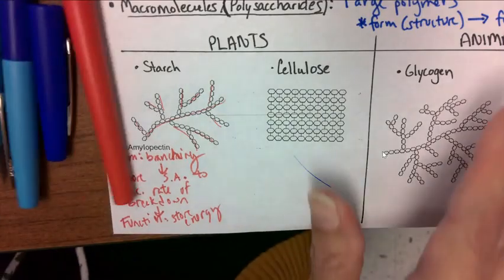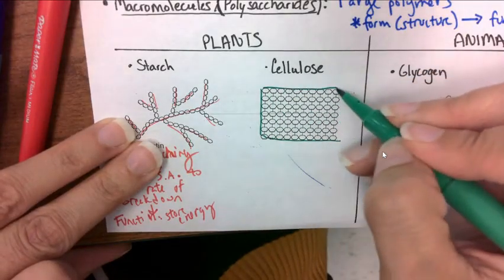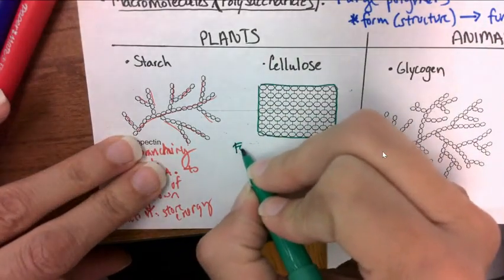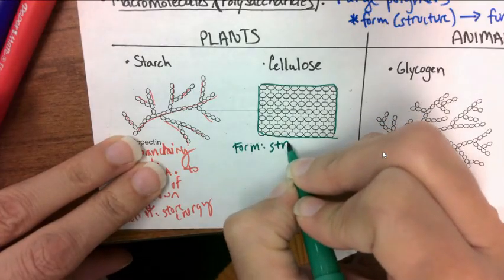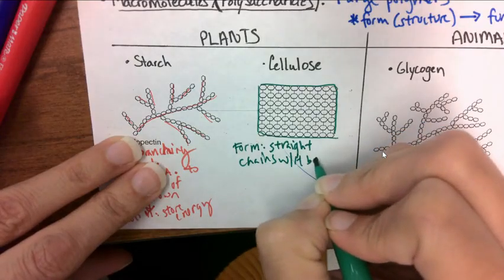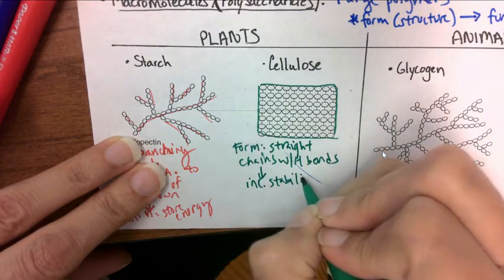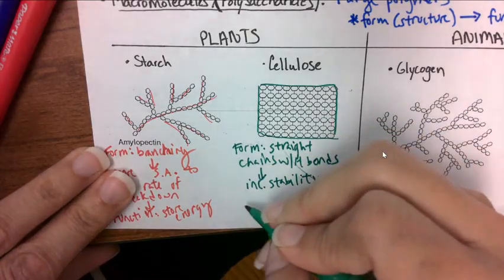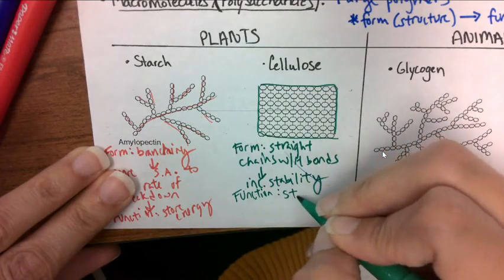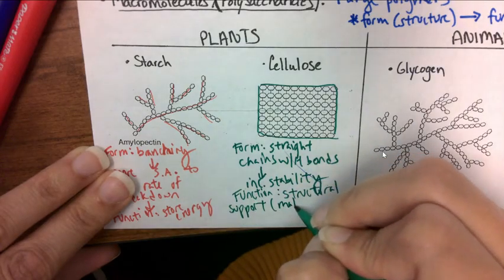You can see with cellulose, cellulose has the same monosaccharides, but all these monosaccharides are stacked on top of each other and connected. Okay, so the form is straight chains with hydrogen bonds. Because of the structure, we've increased stability. And because of this, the function of cellulose in plants is structural support. It makes up cell walls.